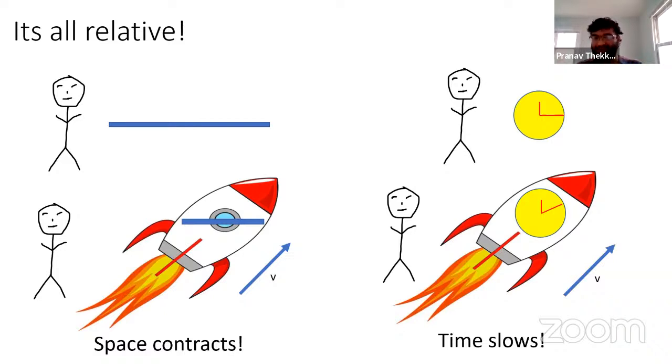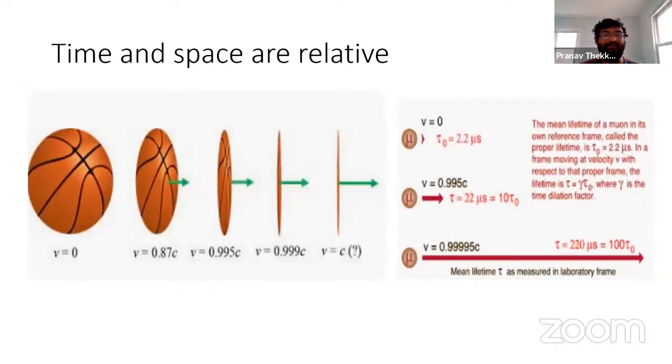So this is the theory of relativity. Another example that I want to show is this. So c is called the speed of light, and it's the measure of how fast you can go. So essentially, there's a basketball over here.